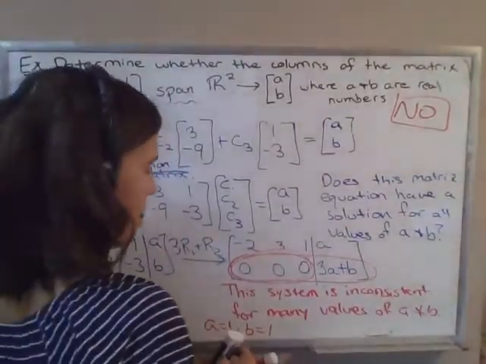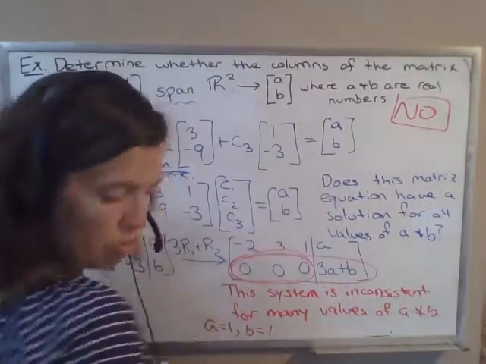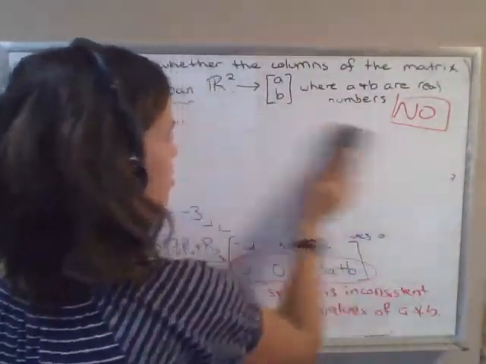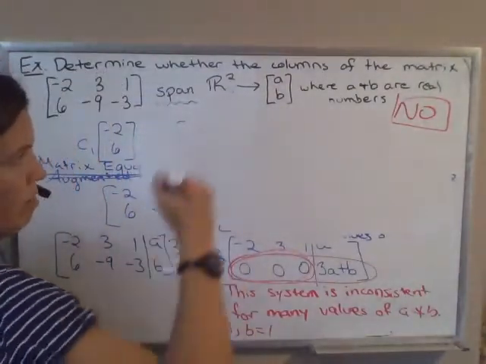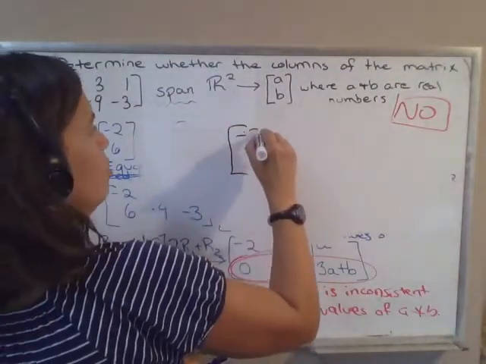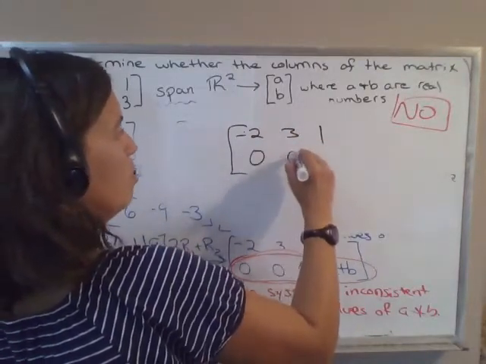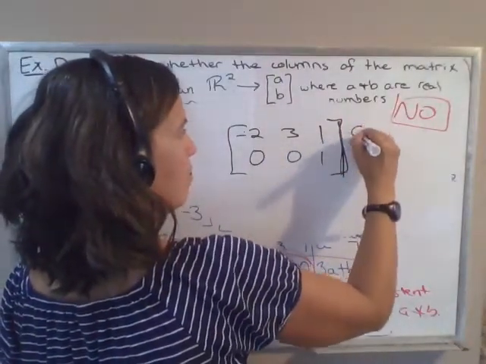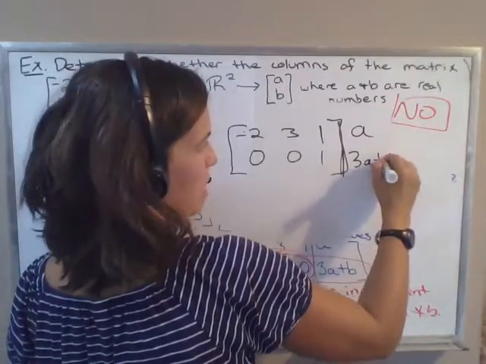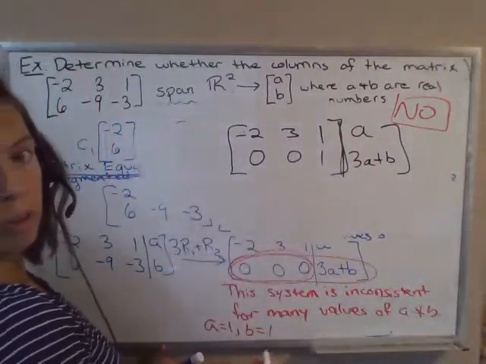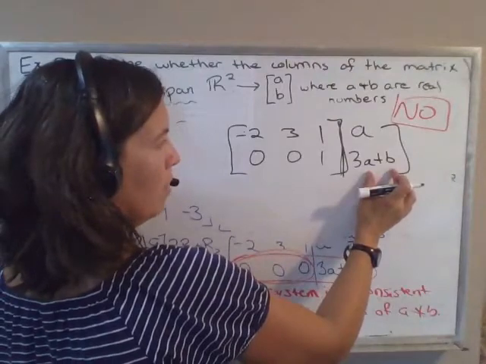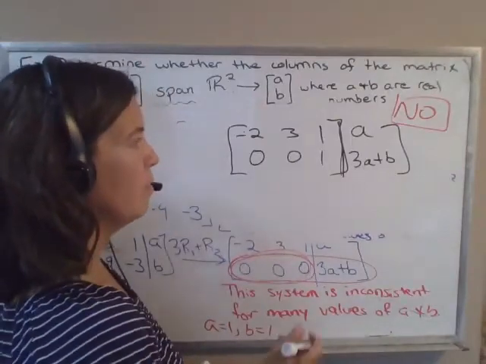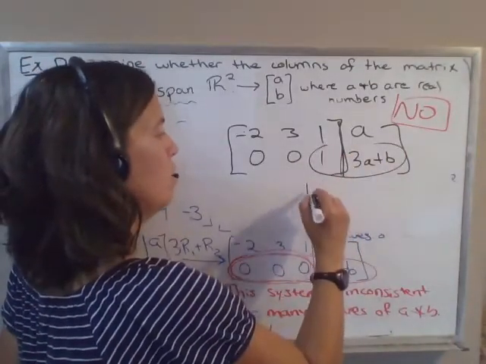One other thing before I end this video. So suppose that we row reduce this and there was a pivot in every row. So suppose we had some 2 by 3 matrix, same setup, but what if it row reduced, let's just make something up, to 0, 0, 1 instead of 0, 0, 0. Then say we augment that with our a and b, and let's suppose this became 3a plus b again. Well, now for any value of a and b, there would be a solution to this system. Because you'd have, okay, 1 equals 3a plus b.